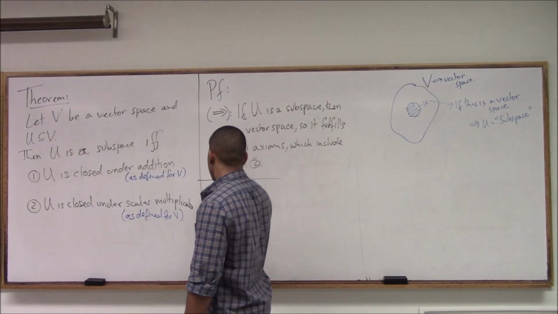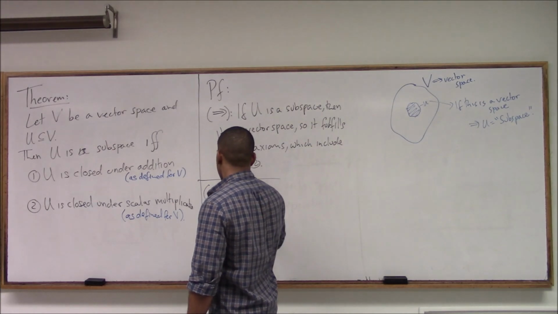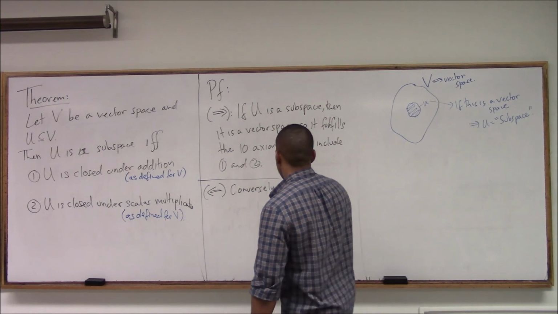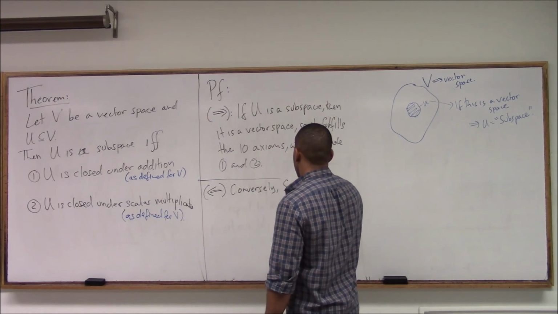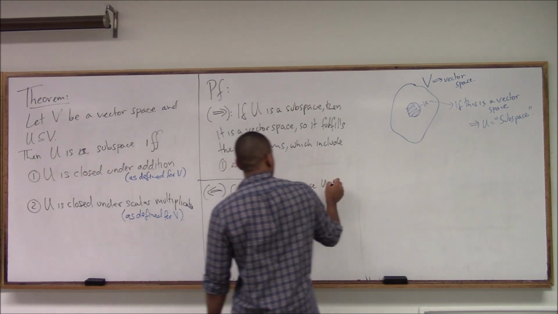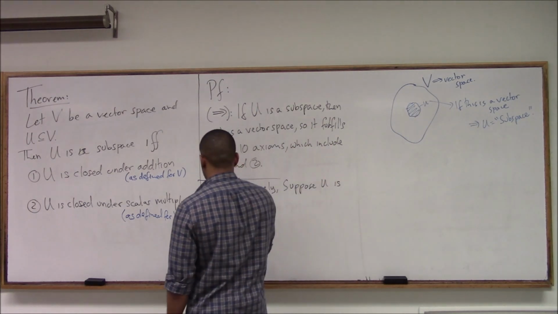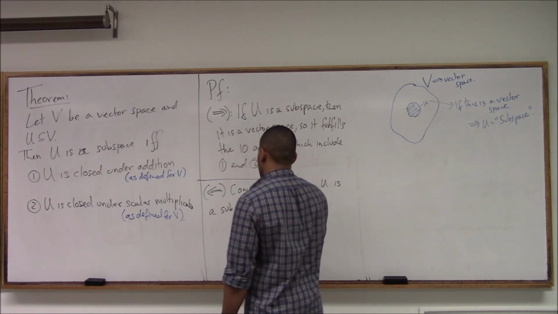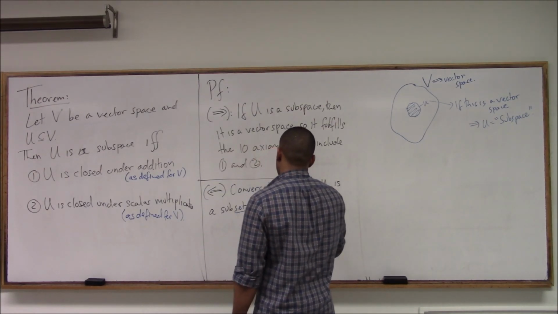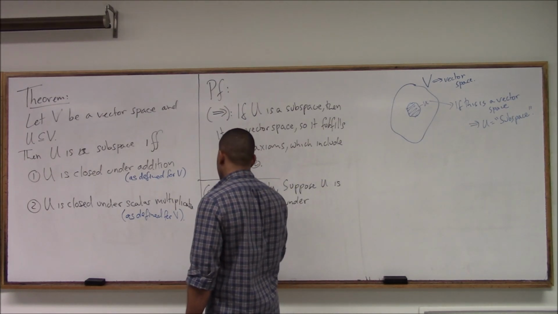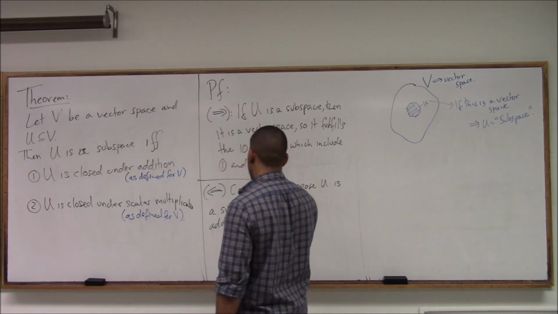Conversely, let's prove the other direction. Conversely, suppose U is a subset closed under addition and scalar multiplication. I need to prove that it's a vector space.